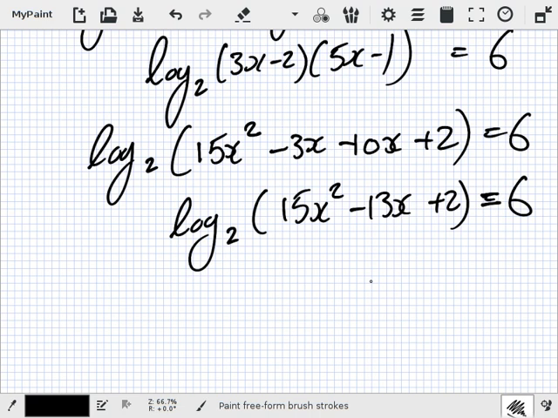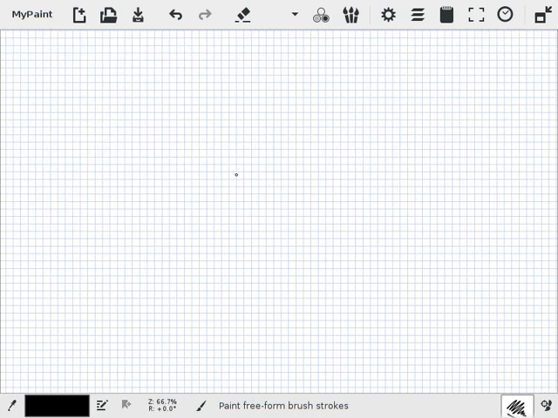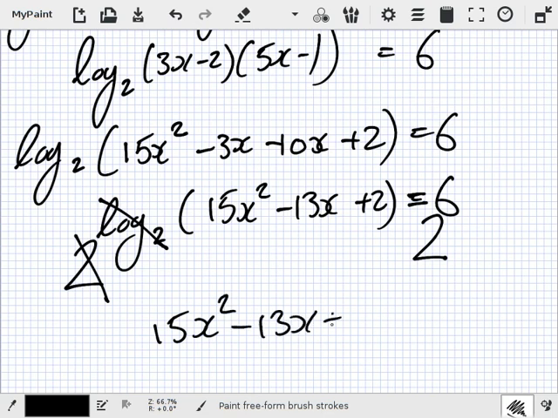An E? Nearly, yeah. I was right the first time. Suggested E. Now the reason you suggested E was right in the previous one. So if you wanted to get rid of a log base E, you could use an E. So if you want to get rid of a log base 2, you can use a 2. So you put a 2 power on each side. So 2 power cancels log base 2. And you get 15x squared minus 13x plus 2 equals 2 power 6. 2, 4, 8, 16, 64.